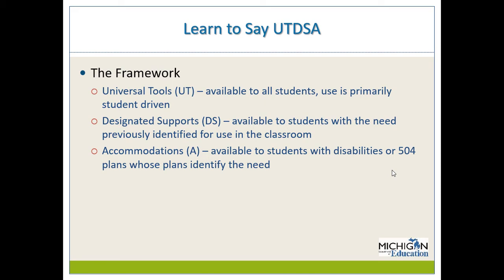The second tier is what we call designated supports, DS. These are things that are available to students that have a specific need that has been previously identified in the classroom. The decision for the student to use the designated support is primarily educator-driven. What we mean by this is that an educator or team of educators has decided that the student needs this support. They are using this support regularly also in the classroom.